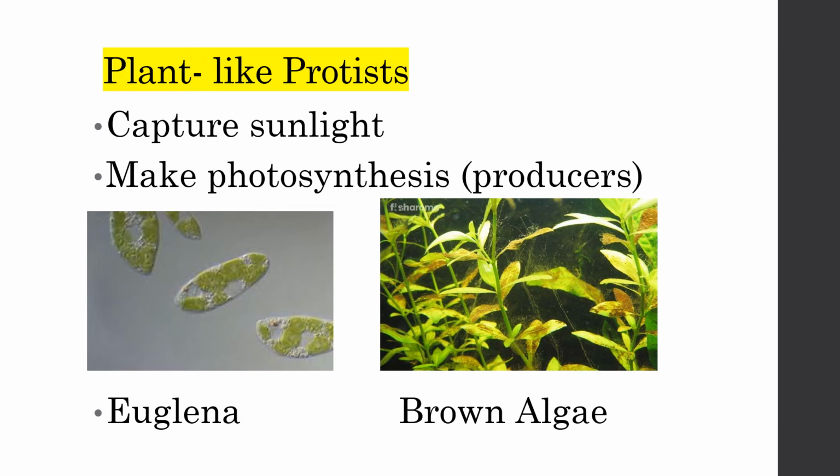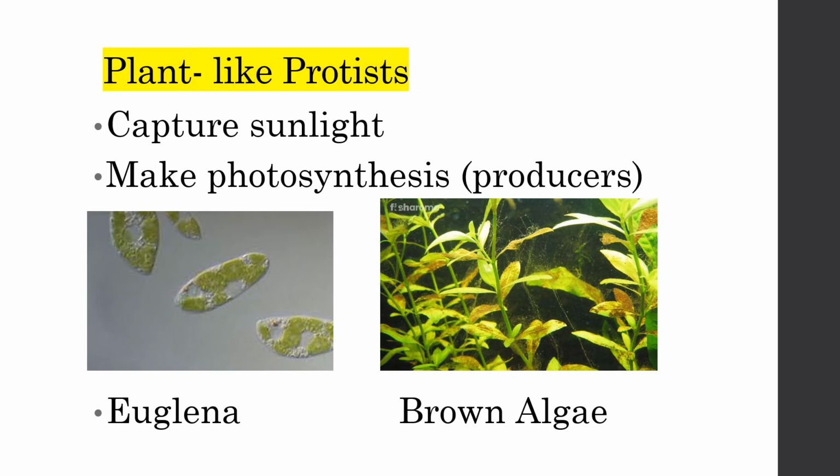They capture sunlight, so they have chlorophyll. You can see the green material here inside of them. So they make photosynthesis, so they behave like producers. Two examples of plant-like protists that perform photosynthesis. The first one is microscopic. It's called the euglena. The second one is brown algae. Now these are multicelled. They're also known as seaweed.